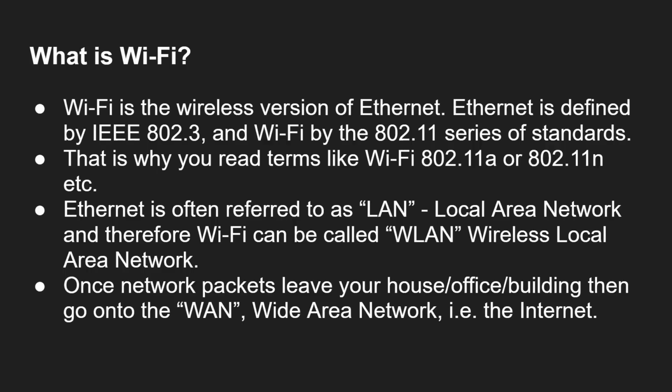Ethernet is often referred to as a LAN, local area network. That means it's in your building, in your house, and therefore Wi-Fi is often referred to as a WLAN, a wireless local area network. And then, just for the completeness of your education, once network packets leave your office building, your home, whatever, then they go out onto a WAN, a wide area network, not a local area network. In other words, they go out onto the internet.